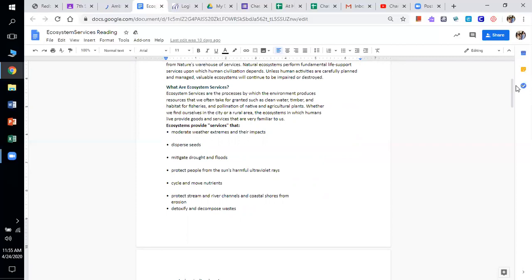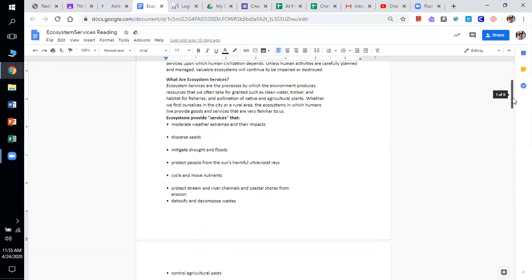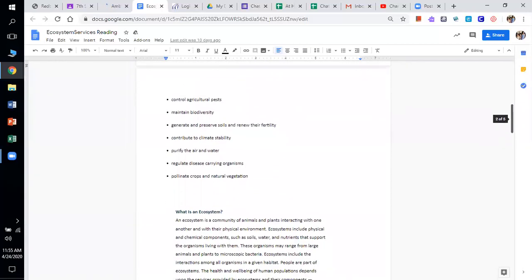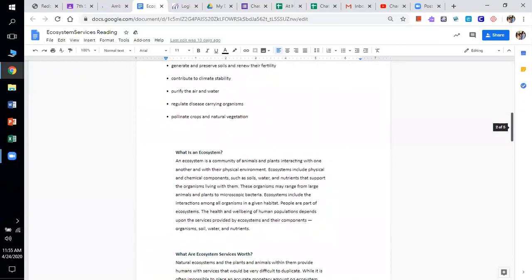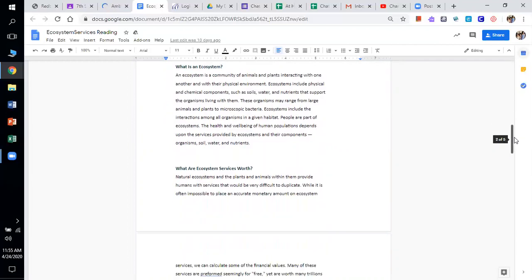Ecosystems provide services that moderate weather extremes and their impacts, disperse seeds, mitigate drought and floods, protect people from the sun's harmful ultraviolet rays, cycle and move nutrients, protect stream and river channels and coastal shores from erosion, detoxify and decompose waste, control agricultural pests, maintain biodiversity, generate and preserve soils and renew their fertility, contribute to climate stability, purify the air and water, regulate disease-carrying organisms, and pollinate crops and natural vegetation. Wow. So what is an ecosystem?